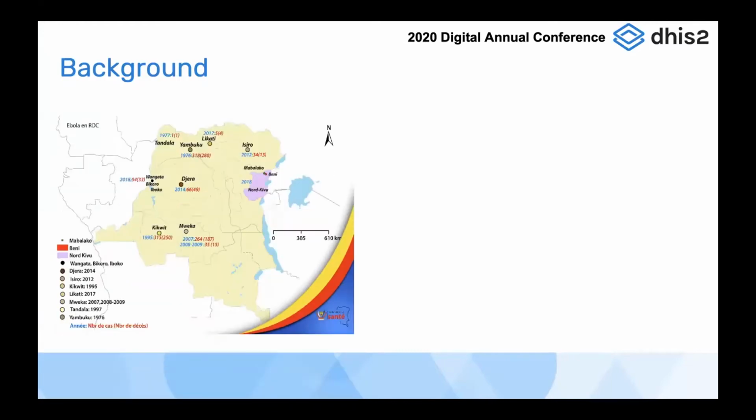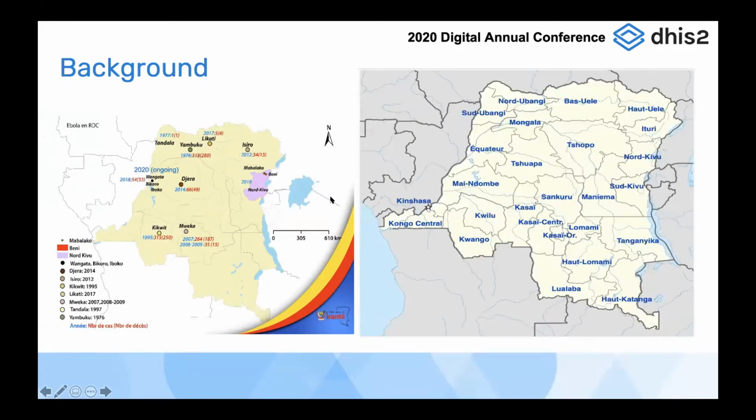Ebola was discovered in 1976 in northern part of DRC in Mongara province. And since then, there have been several outbreaks, including the currently ongoing outbreak in Equateur, and the two other outbreaks that took place in 2018, one in Equateur and another one in the Eastern DRC. The outbreak in the Eastern DRC affected the three provinces. Those are Ituri, North Kivu, and Sud Kivu.